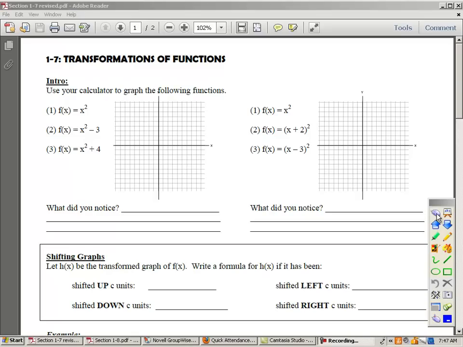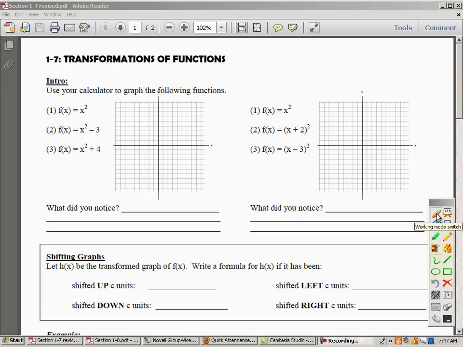Hi, welcome to section 1.7. We are dealing with transformations of functions. This is something that you did in Algebra 2, but I just want to go back through and make sure we're set with these ideas. Our intro for today, I want to talk about them.